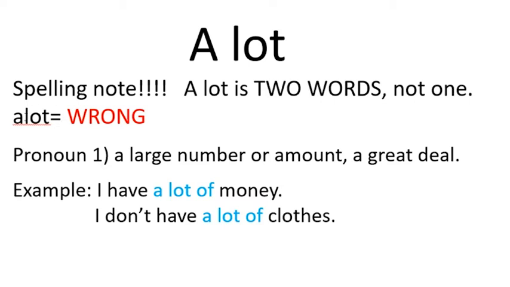The first use of a lot is as a large number or amount or a great deal. For example, I have a lot of money, or I don't have a lot of clothes. Also notice that when we use a lot in this case, we have of as well. So it's not I have a lot money, I have a lot of money. And the pronunciation of of becomes a schwa sound. I have a lot of money, I don't have a lot of clothes.